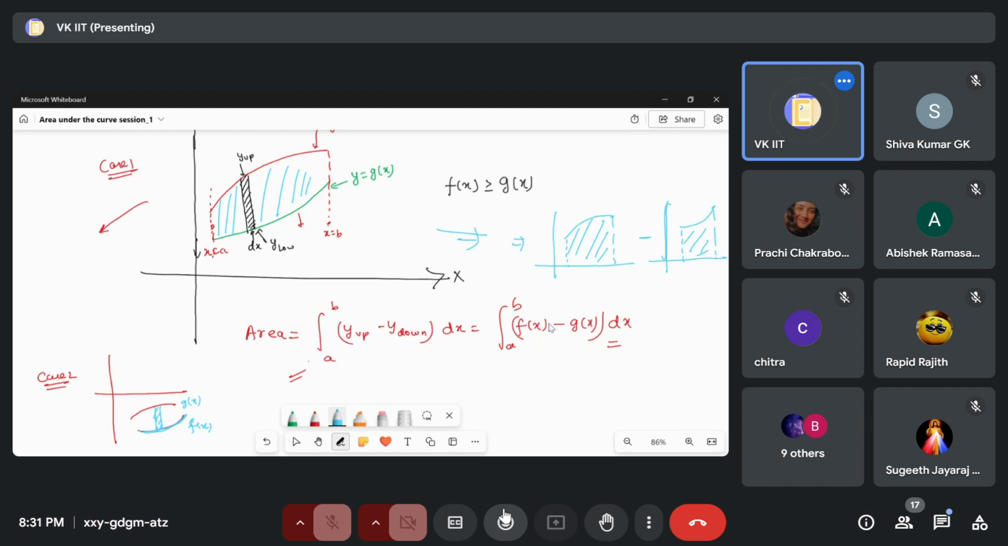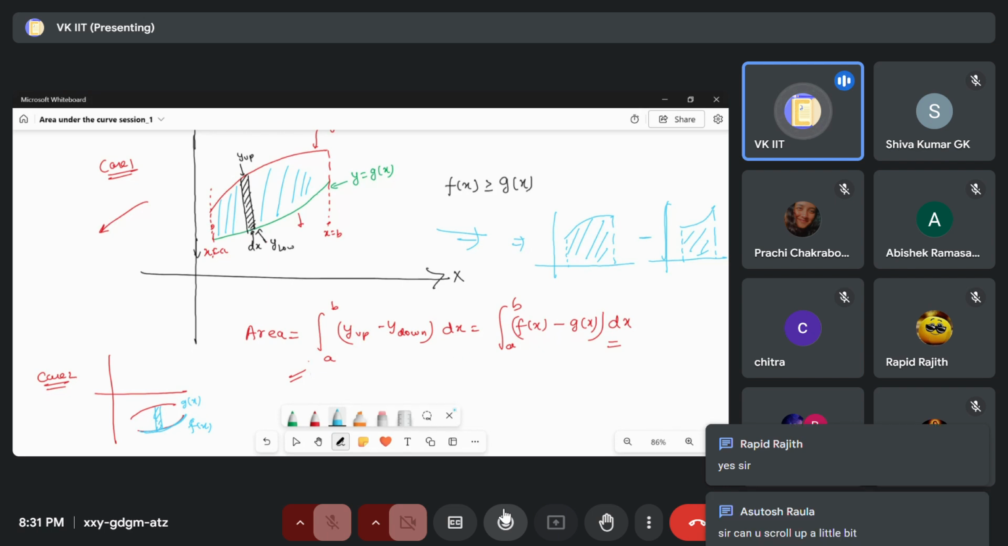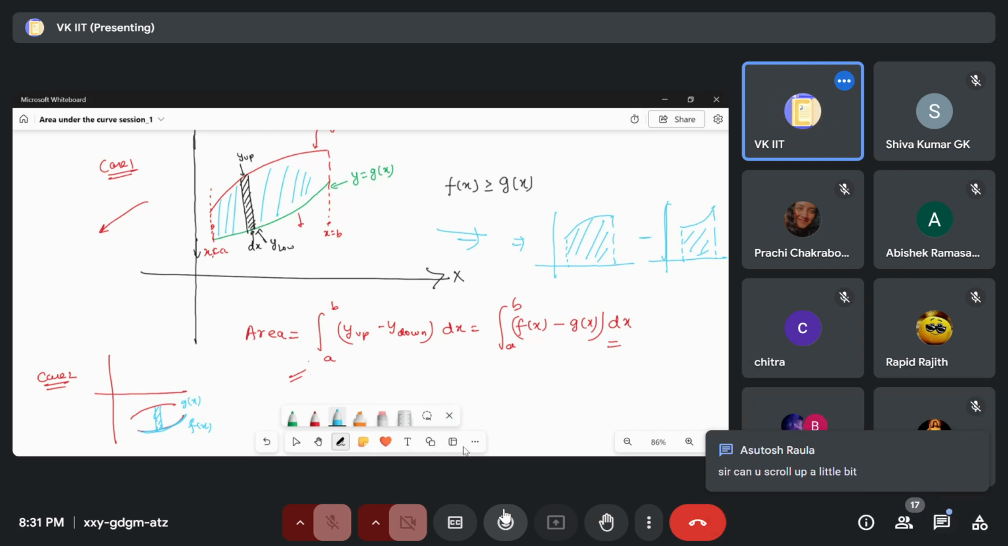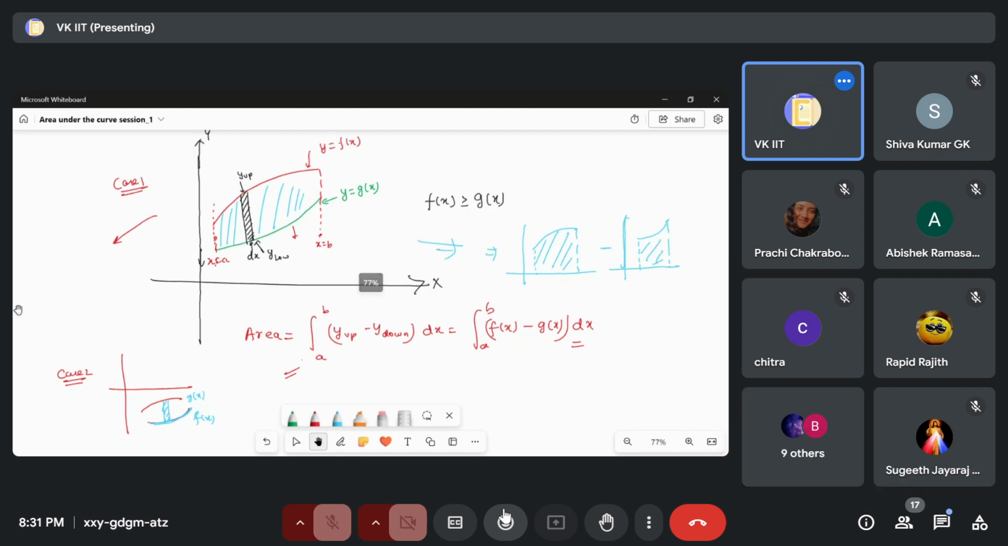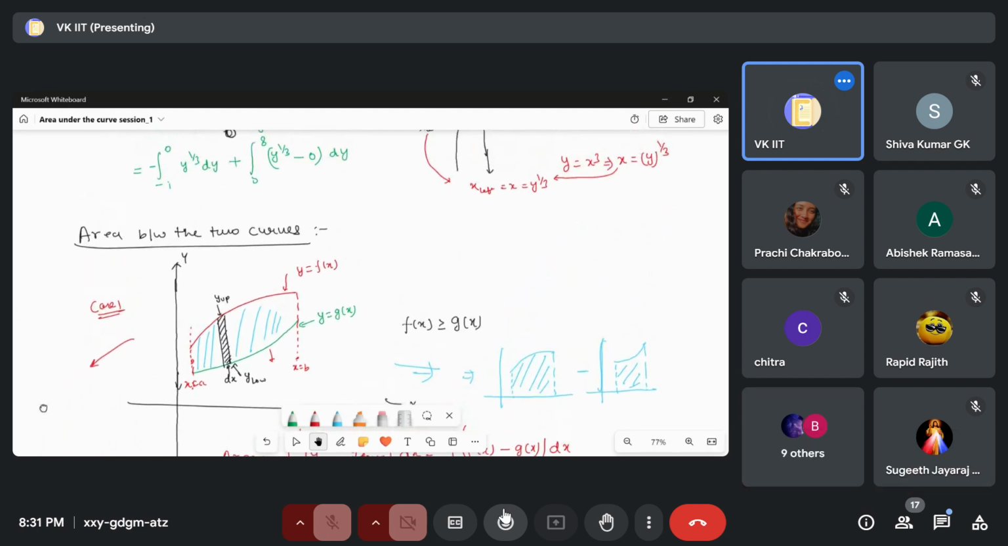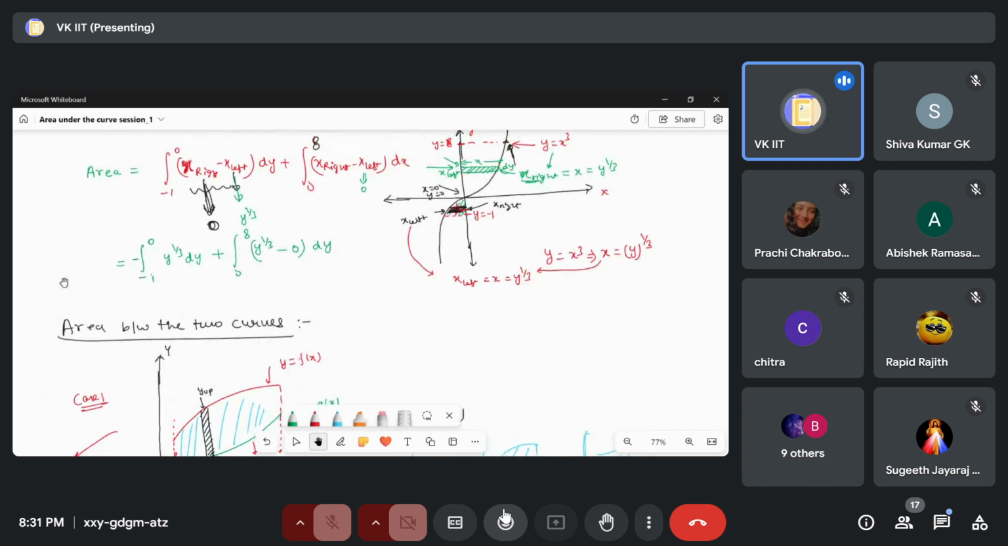Is it done? If it is done, then I will give you a question that has been asked in the JEE Mains, and then we are done for today. I'll just give you the hint for that question. I'm not going to solve it. Scroll up a little bit. One second. Is it fine?